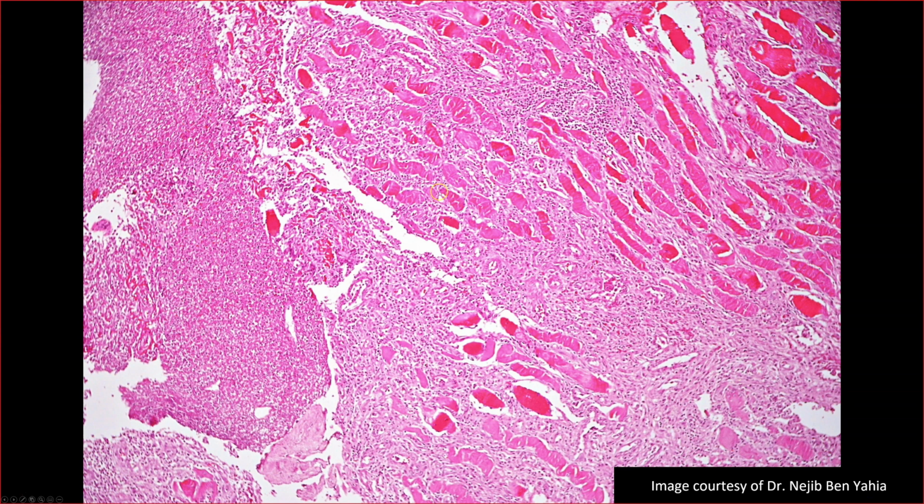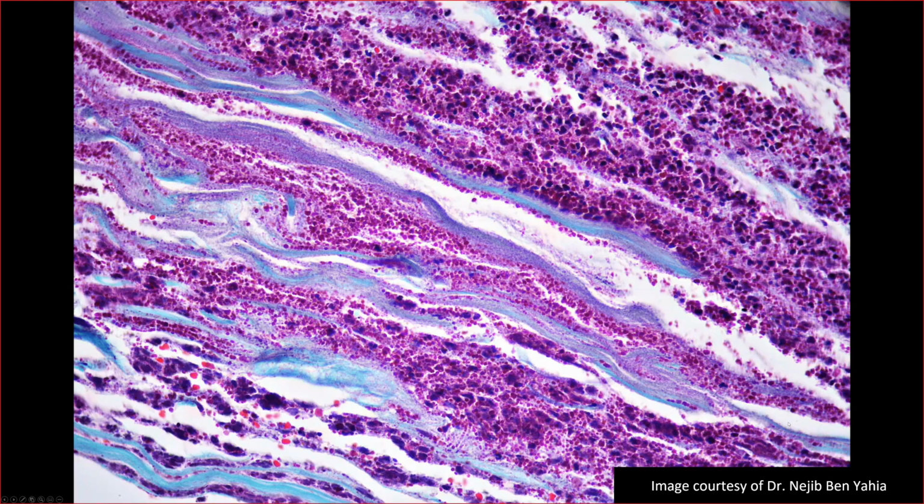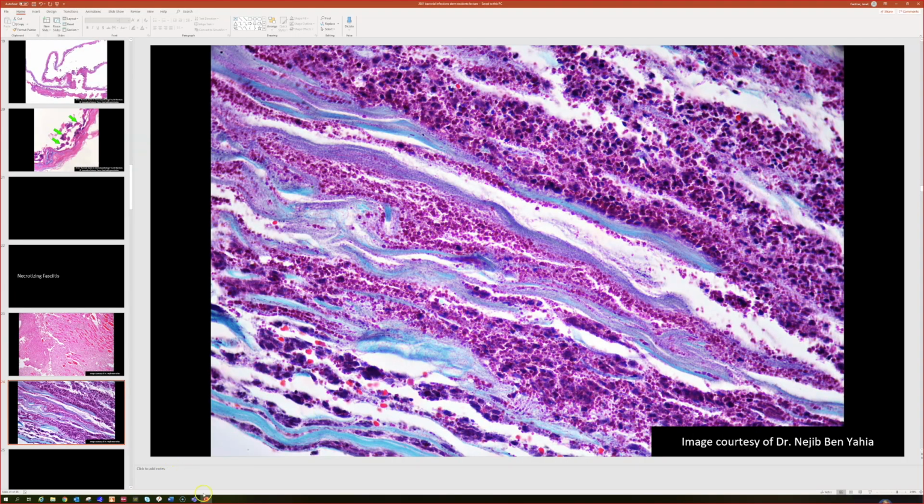This is all dead skeletal muscle, tons of neutrophils and necrotic debris. These pics are from my friend Najib Ben Yahya, who's a pathologist in Tunisia. And here's a picture with a variation of H&E stain that he does in his lab that's quite beautiful. And you can see all this debris here and all this fine blue granular stuff. That's all bacteria.